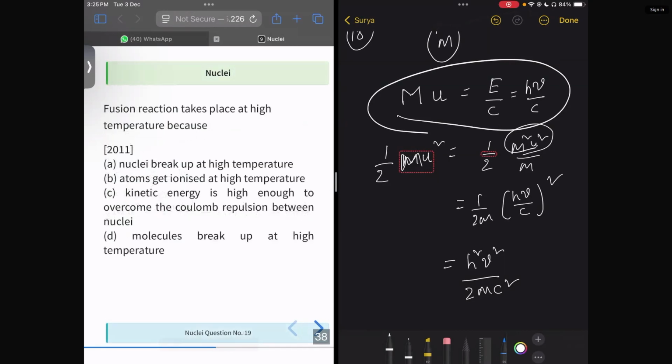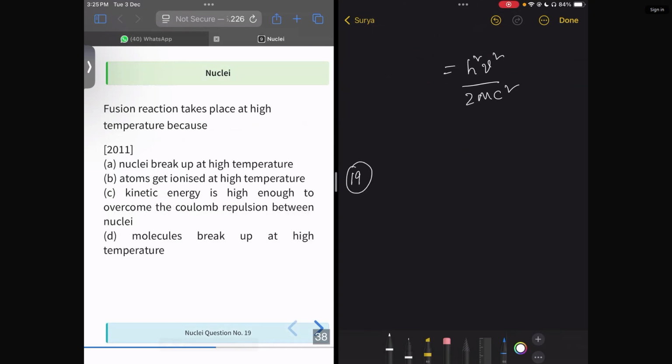So next question. Fusion reaction takes place at high temperature because, why does the fusion reaction take place at high temperature? Nuclei break at high temperature, atoms get ionized at high temperature, kinetic energy is high enough to overcome the Coulomb repulsion between the nuclei, or molecules break at high temperature. So what is the reason behind this? Because kinetic energy is high enough to overcome the Coulomb repulsion between the nuclei.